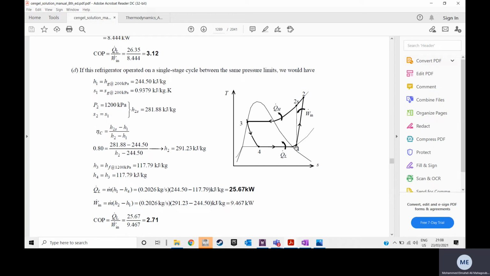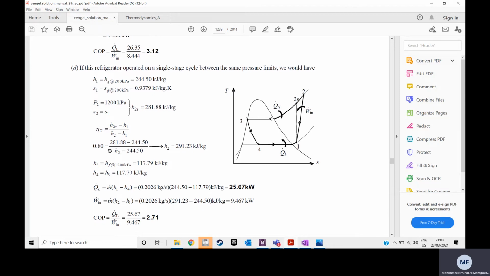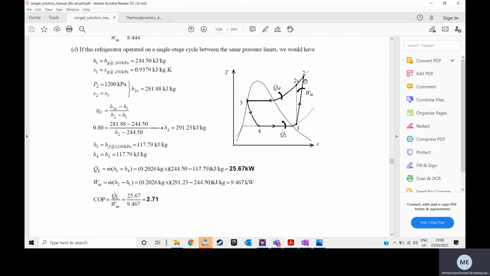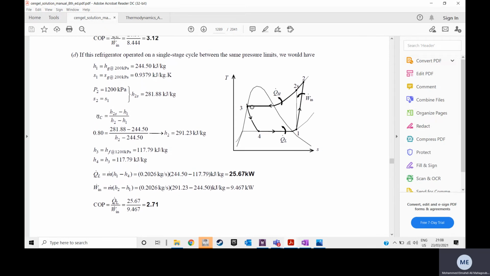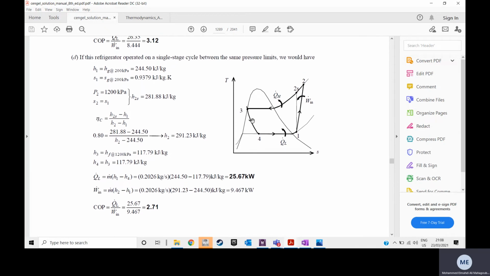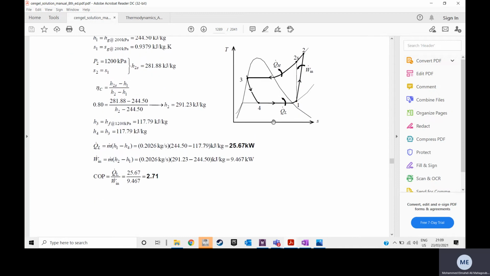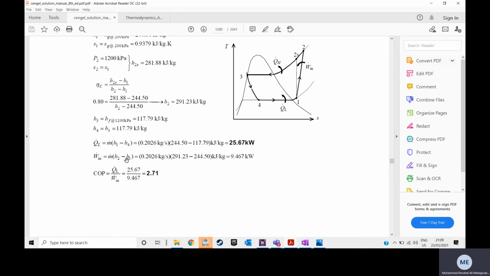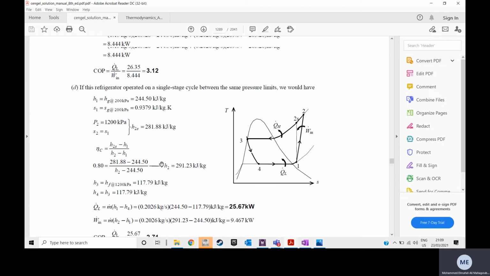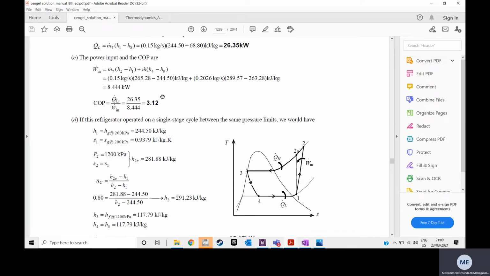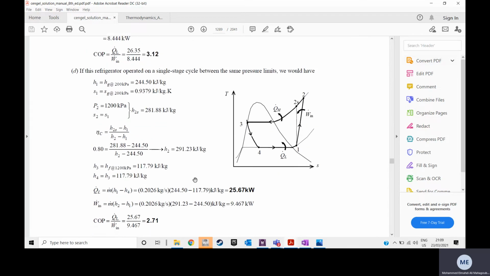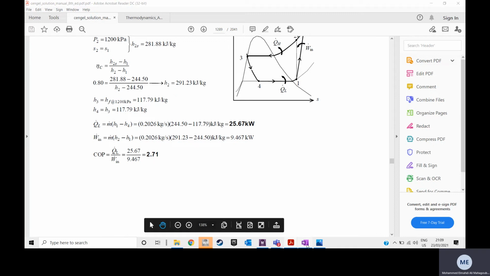So to solve this problem, it's very easy, straightforward. From 1 to 2 is an isentropic process, make the isentropic line or the line of the process a bit inclined, because we have the isentropic efficiency. And then from 2 to 3, 3 is going to be saturated liquid, and then to 4 you have constant enthalpy, and then after that you find what is QL, what is work in, and this is the COP. So the multi-staging will raise the COP of my cycle.